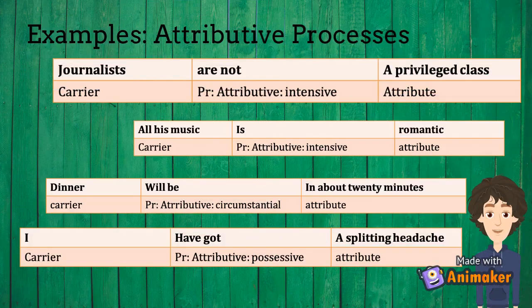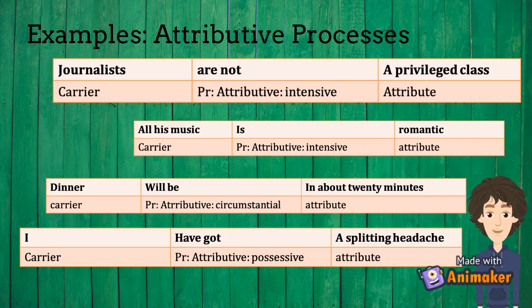Let's have a look at other examples of attributive processes. Journalists are not a privileged class. All his music is romantic. The verbal groups "are not" and "is" are called attributive processes because they function to assign the quality of one entity that becomes the subject of the clauses. The words "journalists" and "all his music" are the carriers, and "a privileged class" and "romantic" are the assigned qualities given to the carriers in both clauses.